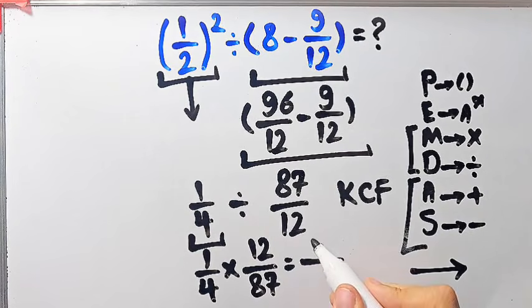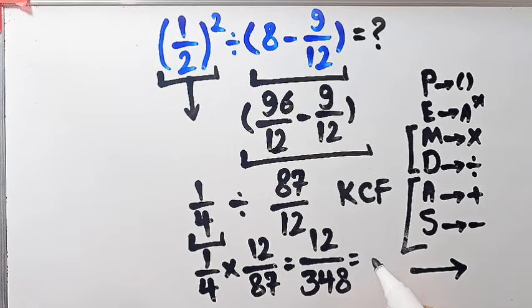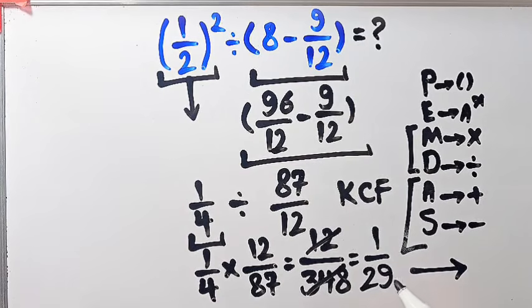1 times 12 equals 12, and 4 times 87 equals 348. 12 divided by 12 equals 1, and 348 divided by 12 equals 29. The final answer of this question equals 1 over 29.